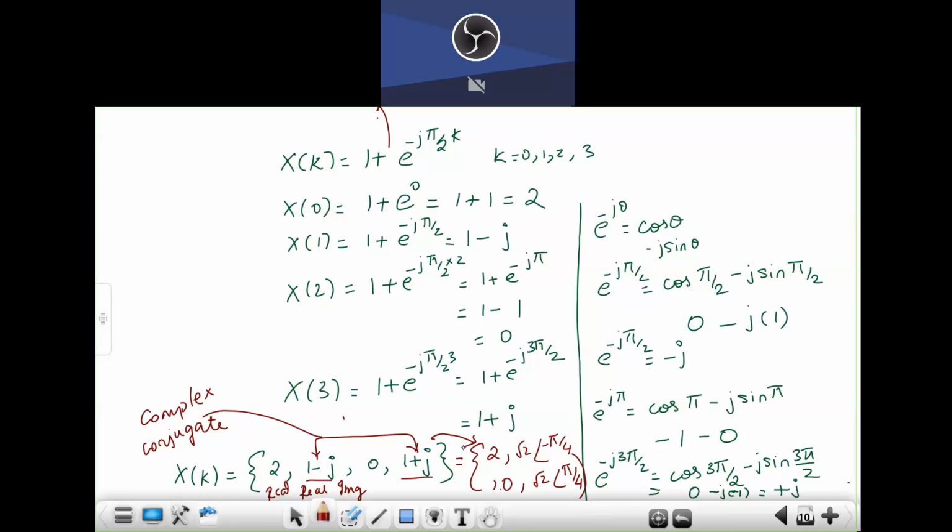How to do this theoretically, without a calculator: suppose it is x plus y into j. This angle that you have to get, the magnitude is nothing but square root of x square plus y square. Angle will be what? Tan inverse of y by x.